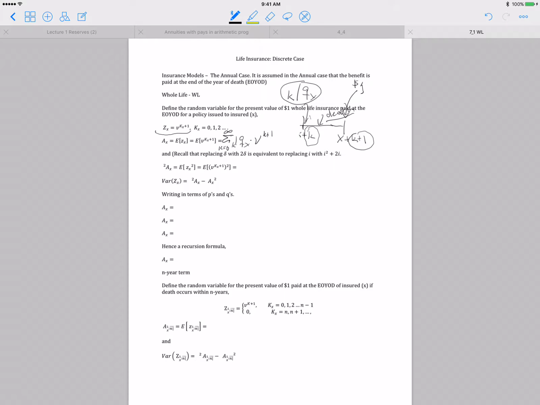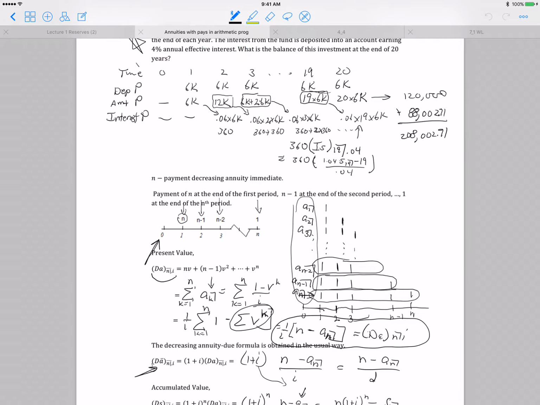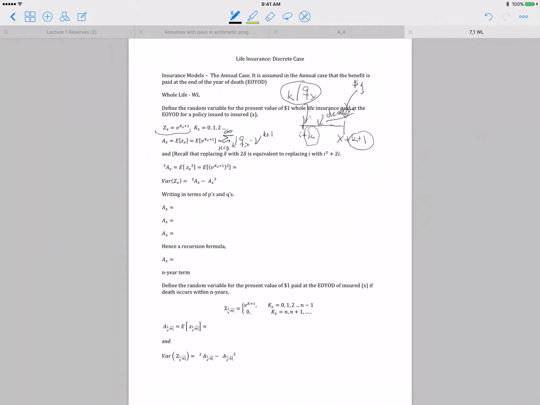Now remember what this probability can be written as. This probability can be written as I survive K years, then I'm X plus K years old, and I die within a year. So that's what this sum looks like in terms of p's and q's.